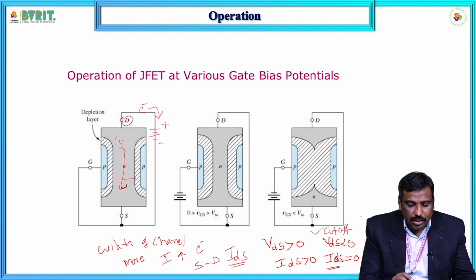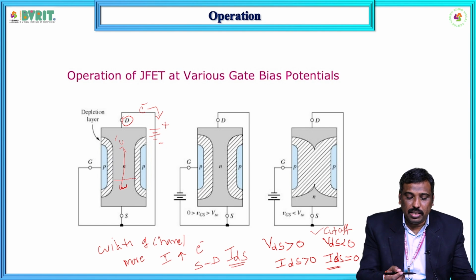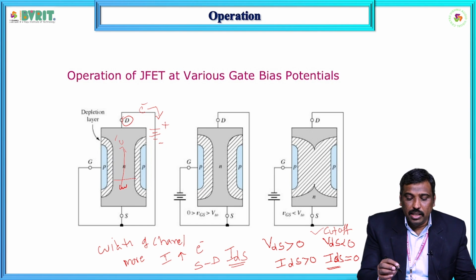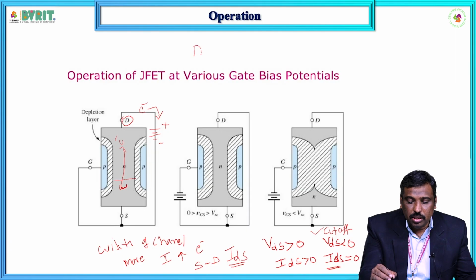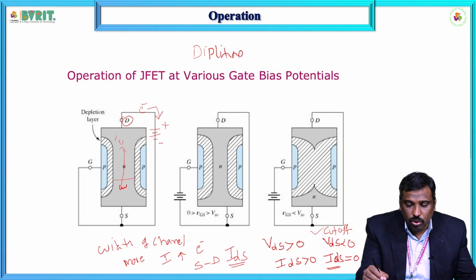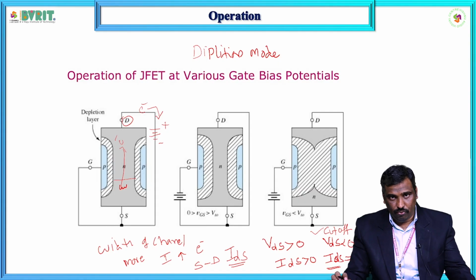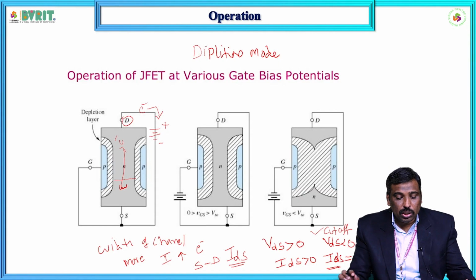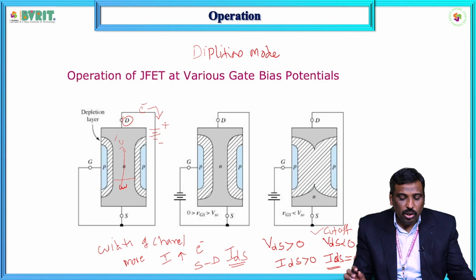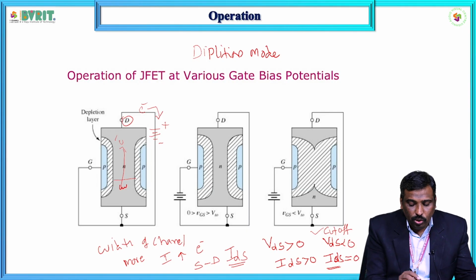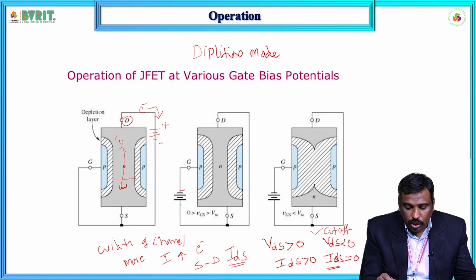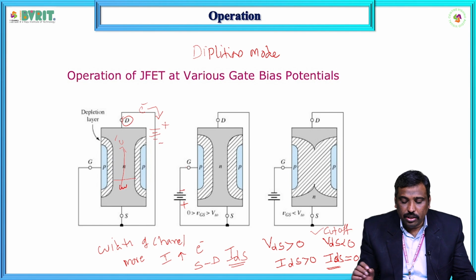Already there is an inbuilt channel in the JFET. This mode of operation is called depletion mode operation, where the channel will be depleted, and then only the transistor will be turned off. So how to close this channel? In order to close this channel, we need to apply a negative voltage source between gate and source.